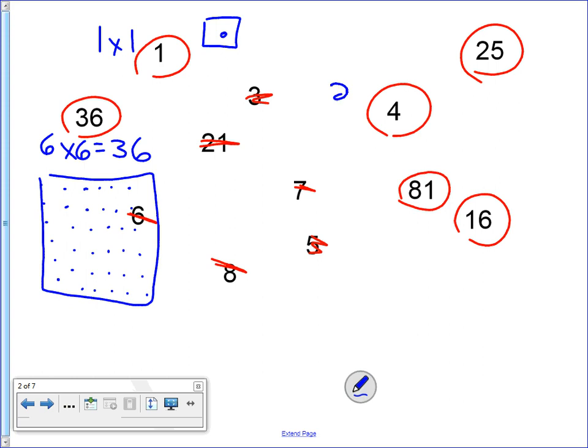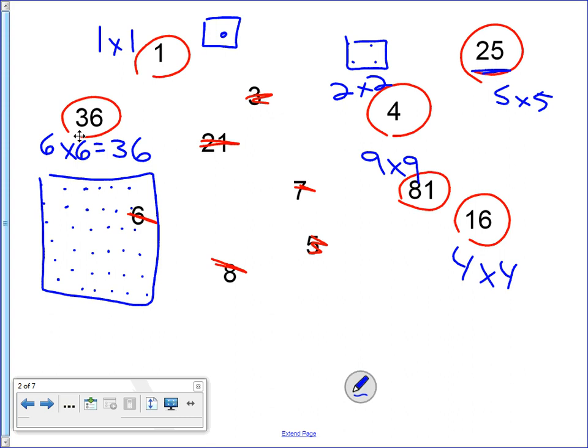4, we have 2 times 2 equals 4. It makes a perfect square. 25, 5 times 5 equals 25. That's why 25 is a square number. I'm not going to make a rectangular array for each one of these, but I think you're kind of getting the hang of it. 81, we get 9 times 9. 16, we have 4 times 4.